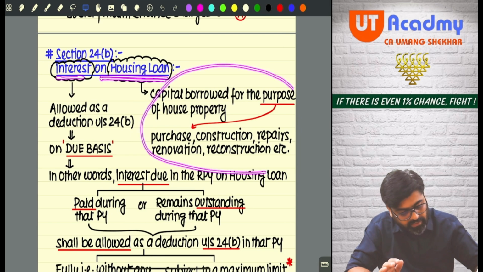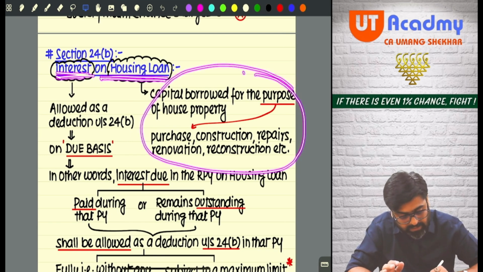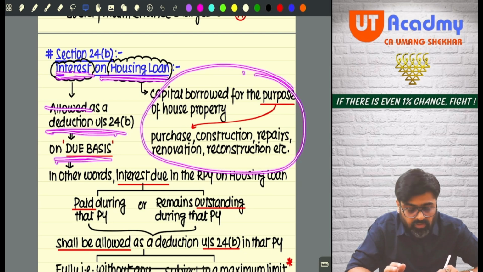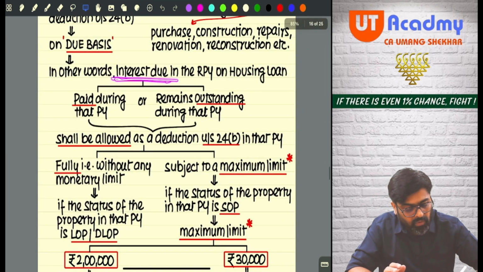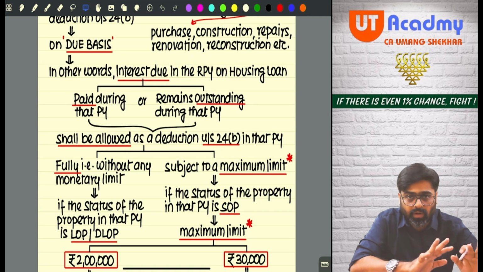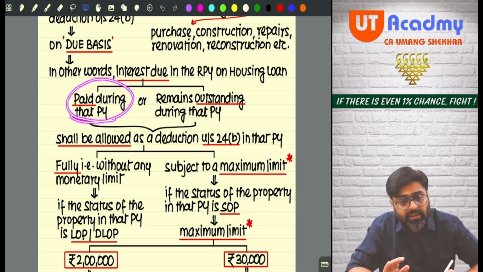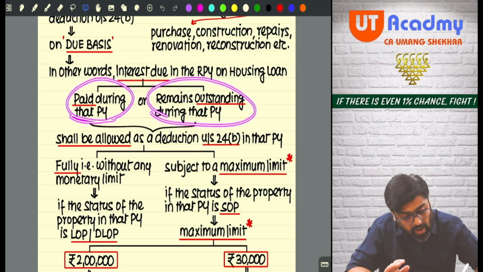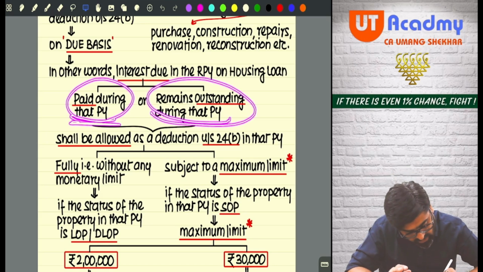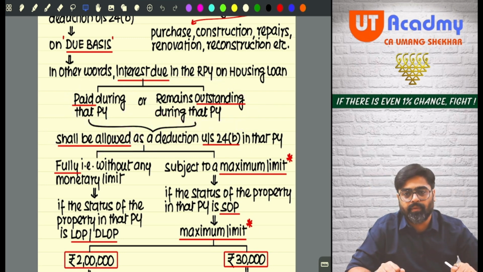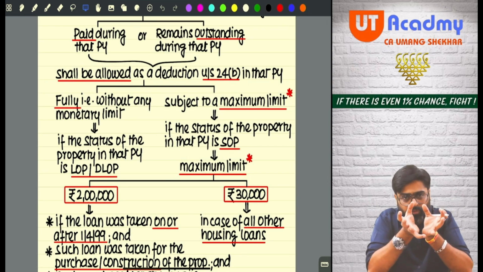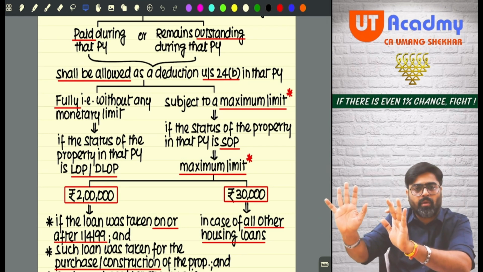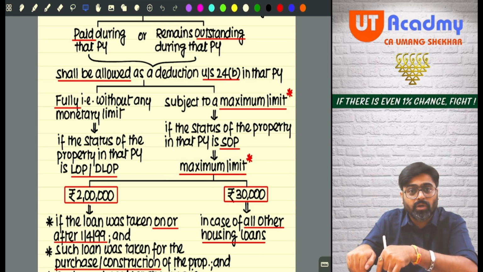So, interest on housing loan. On that housing loan, interest will be allowed as a deduction on due basis. In other words, any interest due in the relevant previous year for your housing loan, whether it is paid during the previous year or still outstanding, this is the current year's interest, and it will be allowed in the current year itself. But wait, this interest will be fully allowed. Whatever interest becomes due in this year will be fully allowed without any monetary limit if that interest relates to LOP or DLOP.